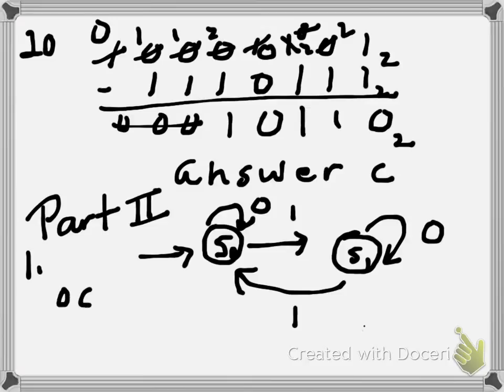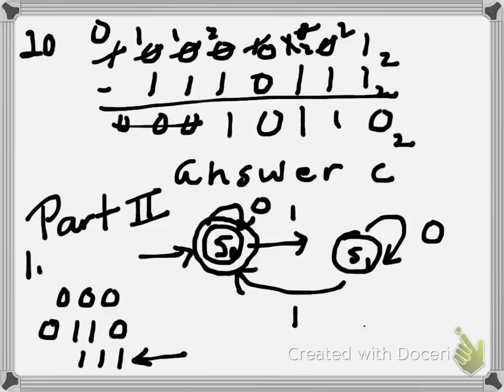So for example, 0 0 0 works. It ends at S sub 0. If I have a string 0, 1, 1, 0, we go S sub 0, S sub 1, S sub 0, S sub 0, and that works. If I had a string that was 1, 1, 1, it would be S sub 0, S sub 1, S sub 0, S sub 1, and that one would not work. So this satisfies the requirement, an FSA such that the number of ones in the string is evenly divisible by 2.